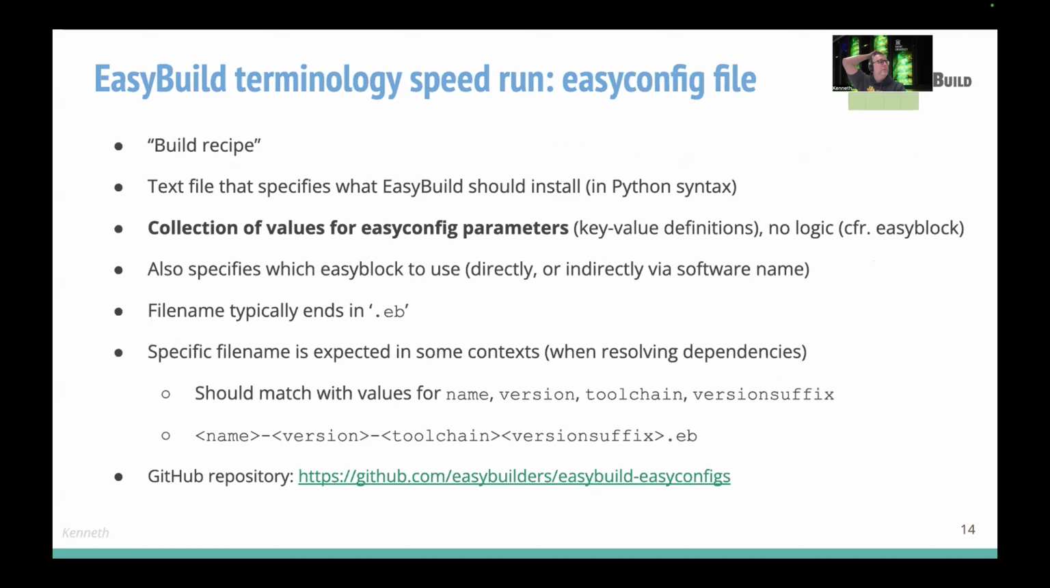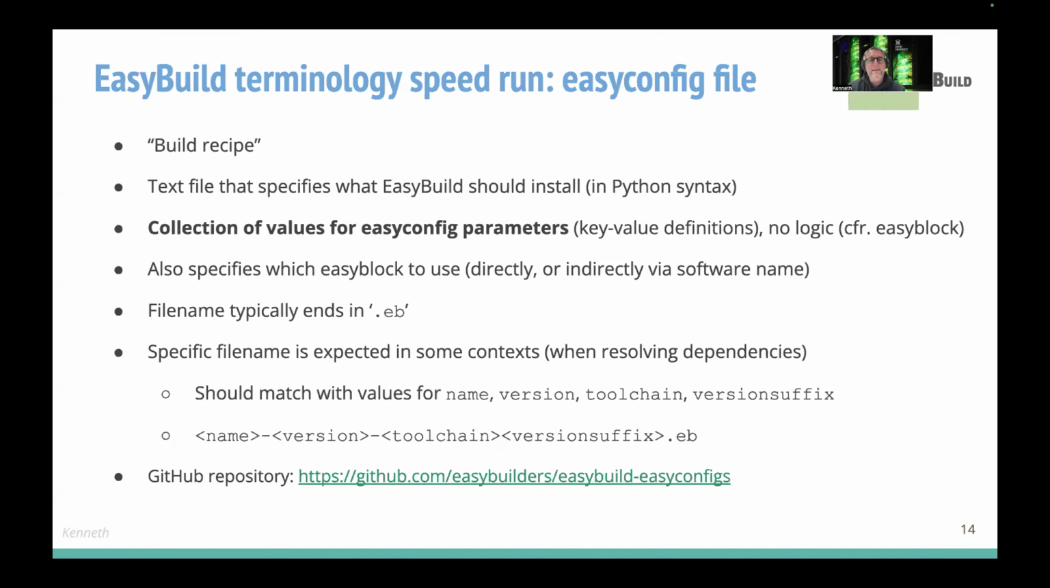And then the third main terminology is easyconfig files, or just easyconfigs, which are sometimes called, in a more generic term, build recipes. So this is a text file that specifies to EasyBuild what should be installed, so which software should be installed, which version, using which compiler toolchain and which dependencies and which versions of those dependencies. All of that is specified in an easyconfig file. It is a regular text file, but it's actually in Python syntax. So it really defines key value parameters in Python syntax.